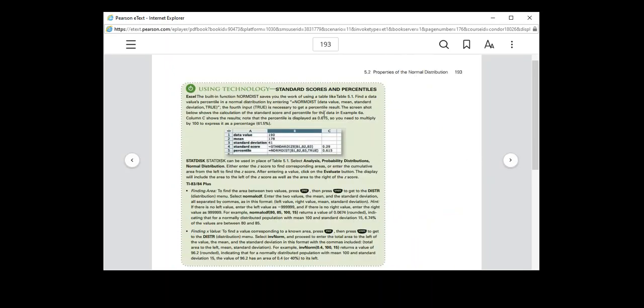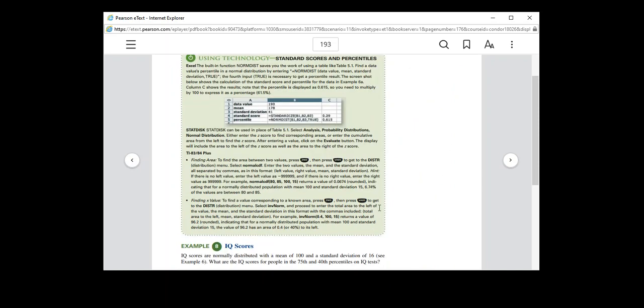All right, so using technology to come up with standard scores and percentiles. Now here's the TI-84, and I'll show you how to do that in just a minute.